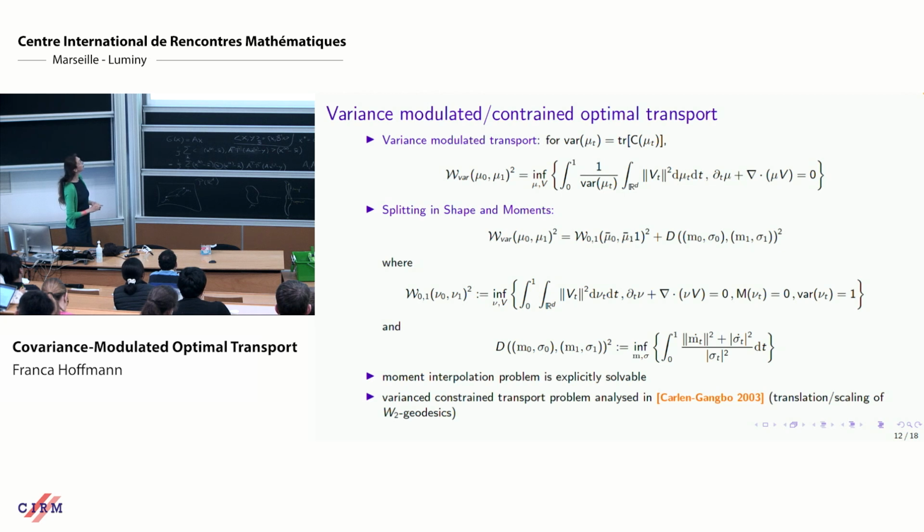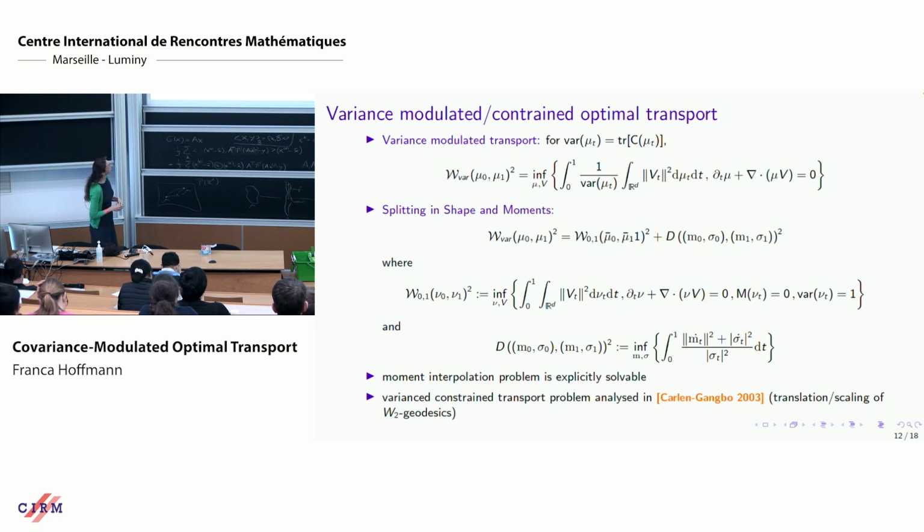Okay, and next, what about the shape part? It turns out that this is actually quite difficult, as I said, and we still haven't fully solved it. But before we talk about the covariance-modulated constrained shape part, let's talk about an easier problem, which is a variance-modulated optimal transport.